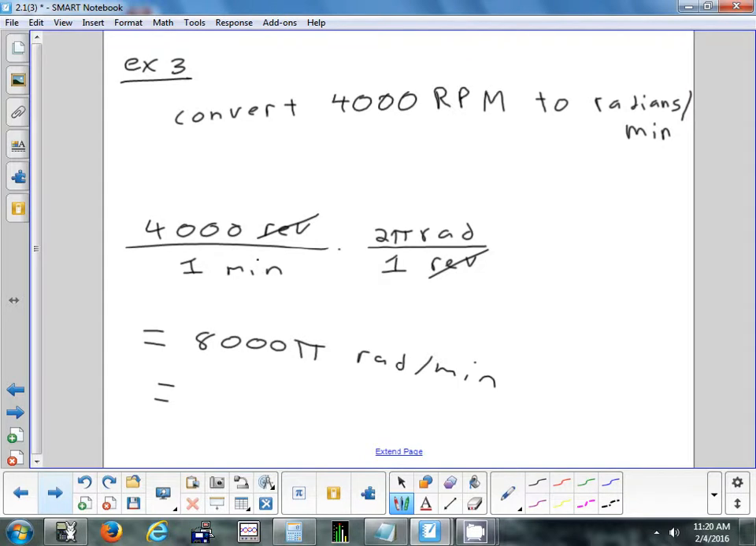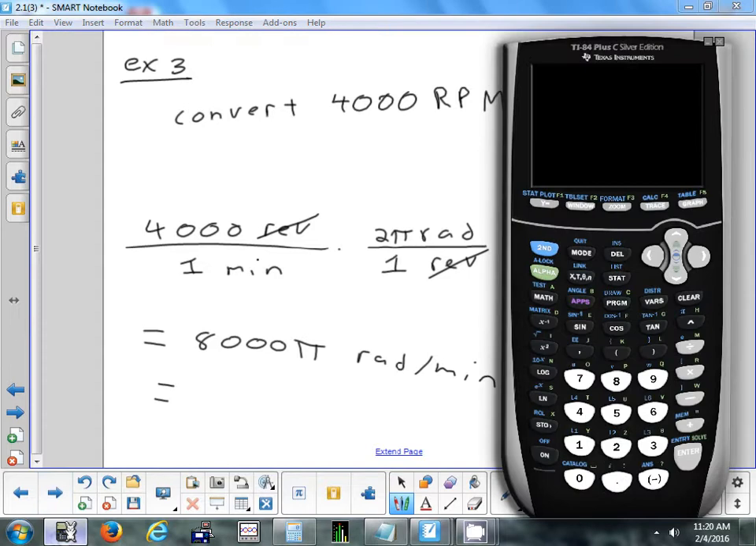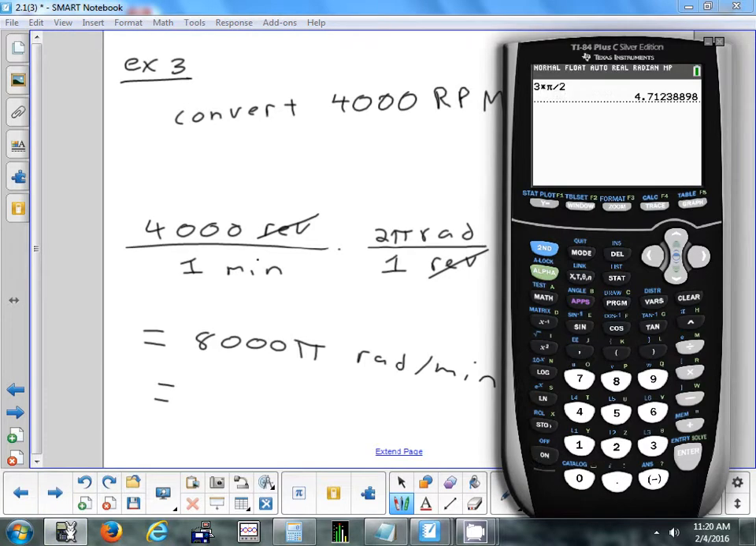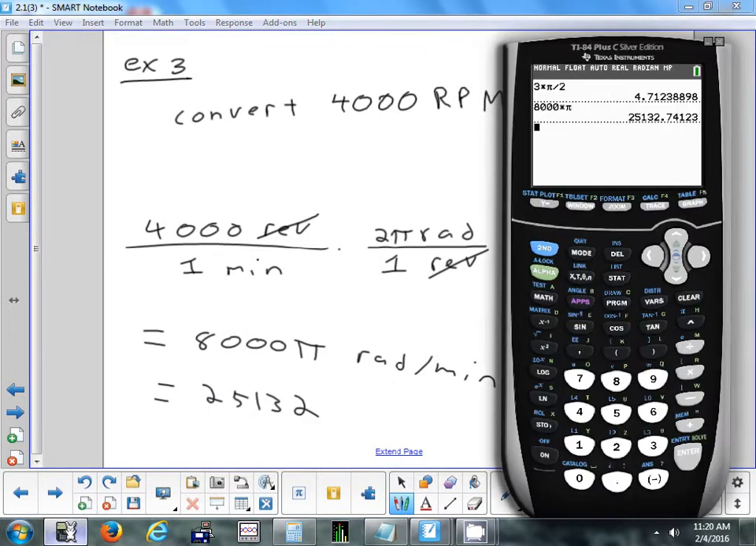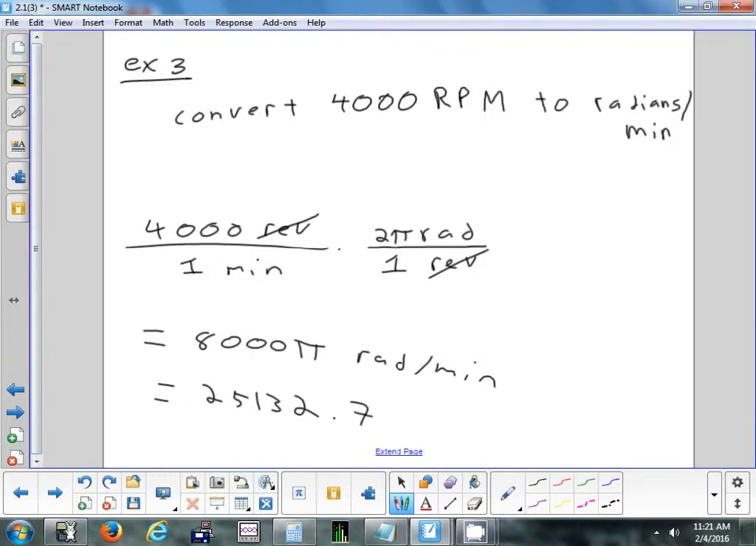I just did 4,000 times 2. Now, if they want a decimal, we could find that too. Just take 8,000 times pi. It's about 25,132.74 radians per minute. What's the difference between the top answer I wrote and this bottom answer? They're both correct. But what's the difference? One's a decimal, and one of them uses the pi.